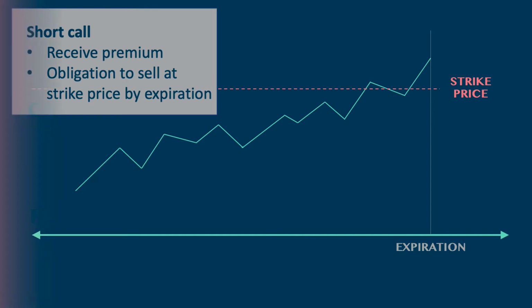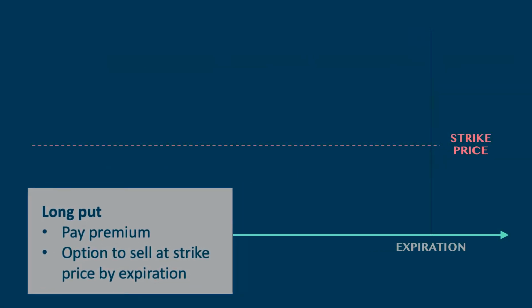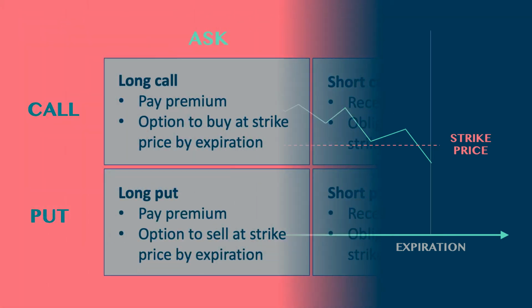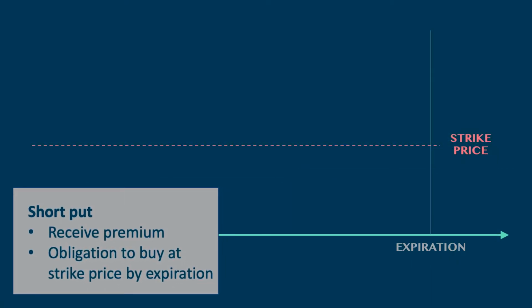However, if the stock does rise above the strike price before the expiration date, you would be obligated to sell at that lower price. If you buy a put, you're betting that the stock price will fall below the strike price by the expiration date. And in this case, you have the option to sell at the strike price, which is higher than the current value of the stock.